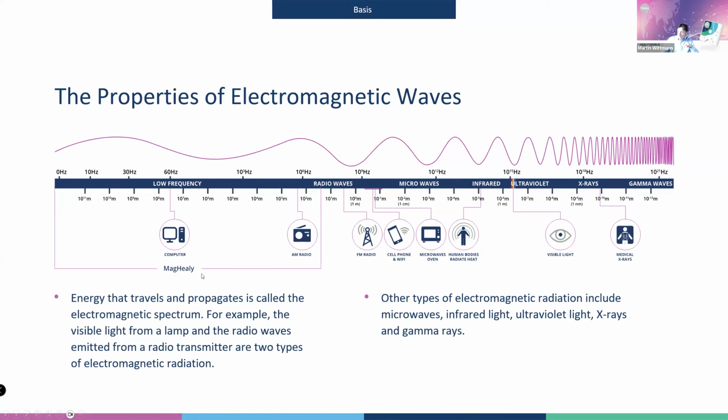But we with MagHealy are of course in a range that's very safe, and there we have two electromagnetic fields that we are creating with two times the frequencies. That's also special about MagHealy, because we have two coils inside, and those two coils have two frequency generators, and those two frequency generators generate two independent magnetic fields.